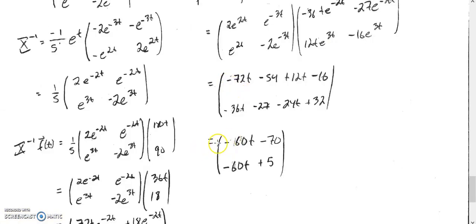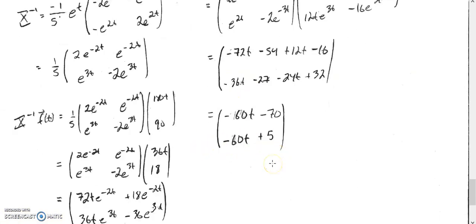Okay, the answer, and I didn't write it in the full solution. This is just what xp is. But xp is negative 60t minus 70 in the top row. And then the bottom row, negative 60t plus 5.